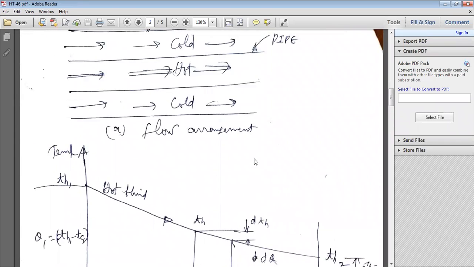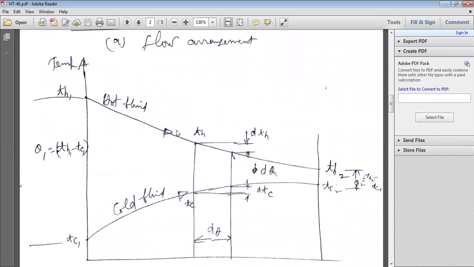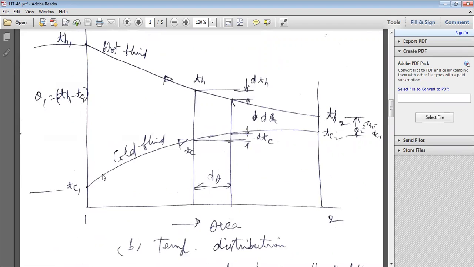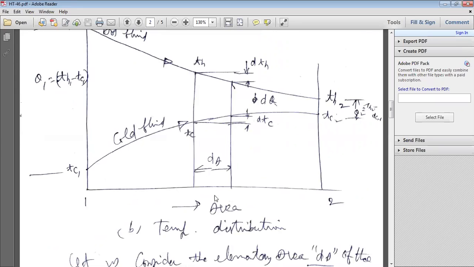Okay, now for this, draw the sketch of temperature variation. This is the temperature variation for the hot fluid, and this is the temperature variation for the cold fluid. We are taking the temperature on the y-axis. Along the length of the heat exchanger, the horizontal x-axis gives us the area or length of the heat exchanger.